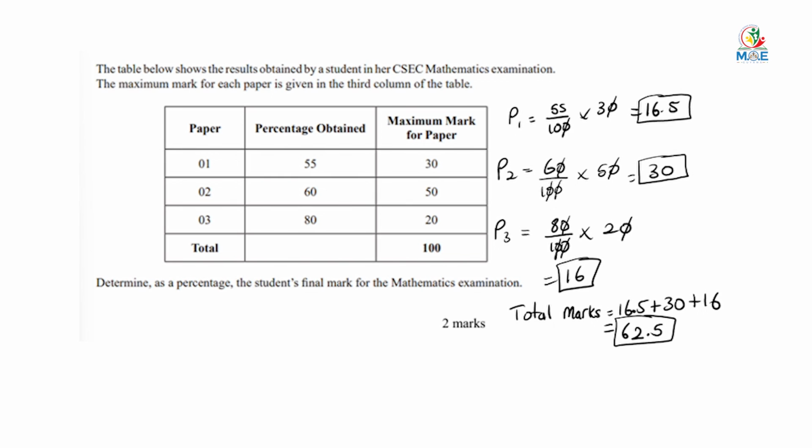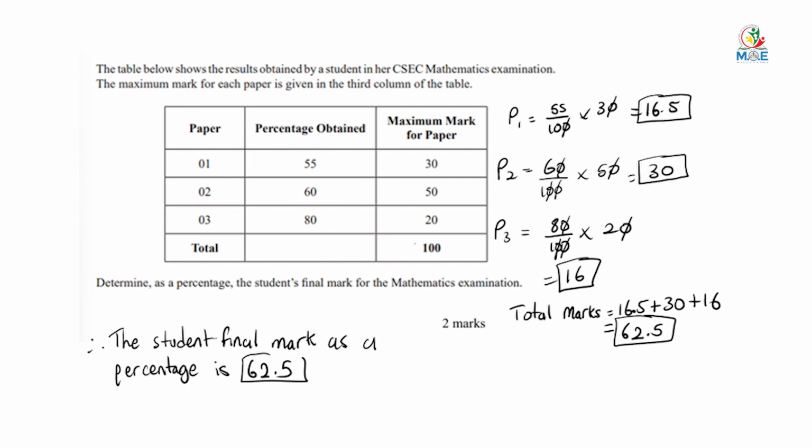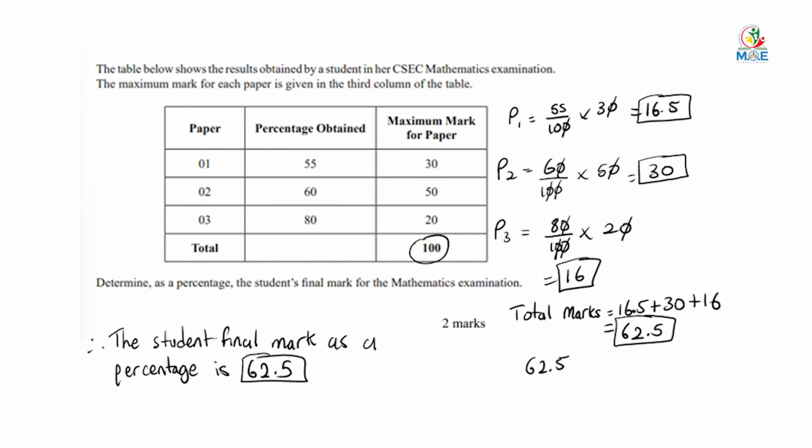So they want this as a percentage, so since this went out of 100, we already know the percentage would be 62.5 since this entire thing went out of 100. So we can say, therefore, the student's final mark as a percentage is 62.5. So this is our mark as a percentage. Because if we go and find 62.5 percent out of 100, this is 62.5 over 100 multiplied by 100. This zero cancels with that zero, and this zero with that zero, and we just end up with the same thing. So there's no need to go through that headache. We know the answer is 62.5.